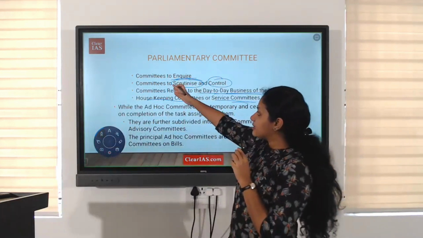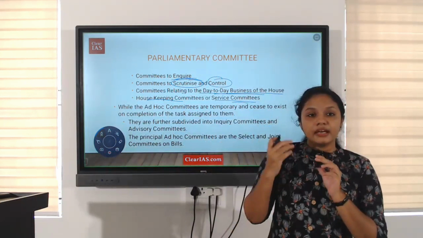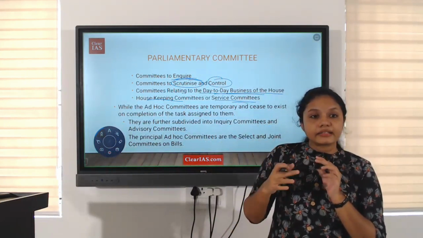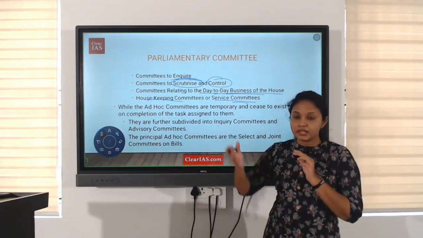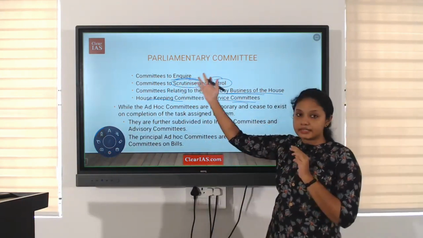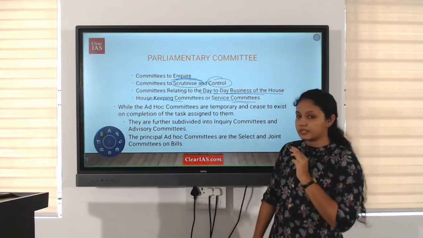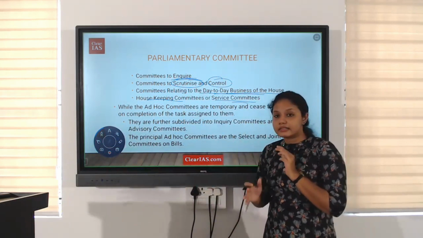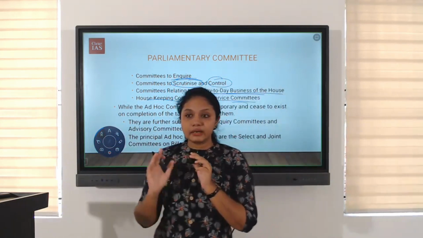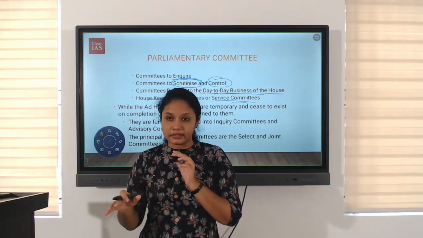We can see that this committee is to inquire, scrutinize and control. Scrutinize and control means it usually analyzes the decisions taken in the parliament. Okay, it calls for scrutinizing and controlling. Next one is day-to-day affair or day-to-day business of the house and housekeeping committees or service committees. There are 6 standing committees. So standing committees are permanent committees. They work on a day-to-day basis or a continuous basis.